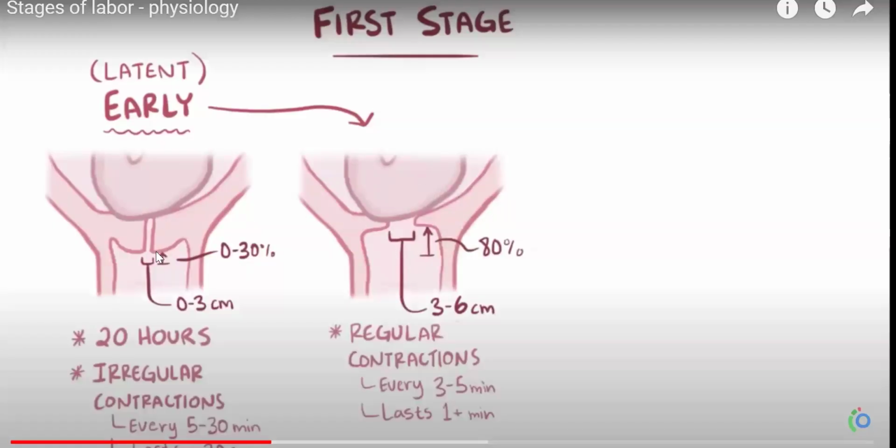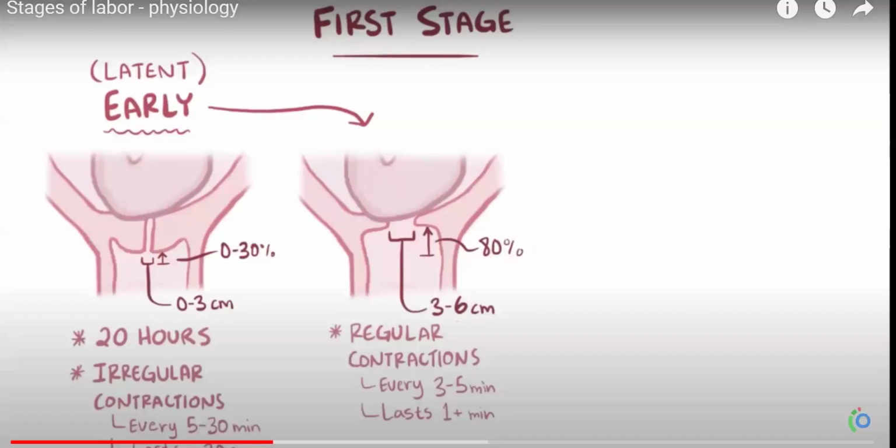So you can understand from here how the cervical dilation is happening, and also effacement. See the thickness of the cervix here and see it here. So effacement means thinning of the cervix. Okay, so up to 6 centimeters cervical dilation is what we call the latent phase of the first stage of labor.